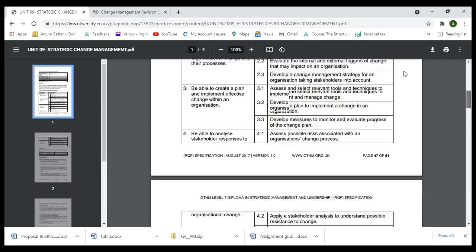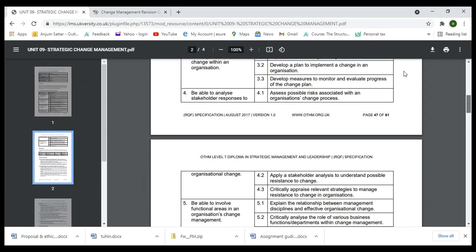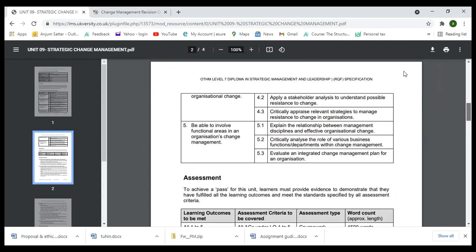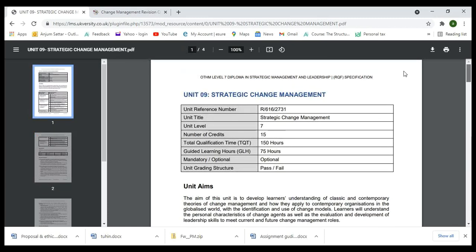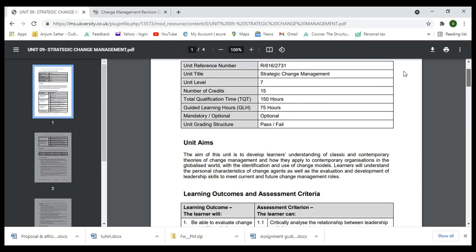And then the second lesson will go through critically analyzing approaches of organizational change. Different approaches we'll discuss. Lesson 3 will plan and implement the change. And then the fourth lesson will go through how we can analyze the stakeholder response towards change. And the last lesson will be about being able to involve the functional areas in our organization which are required to be changed. So that's all that will be in our discussion. We'll embed a lot of case studies.